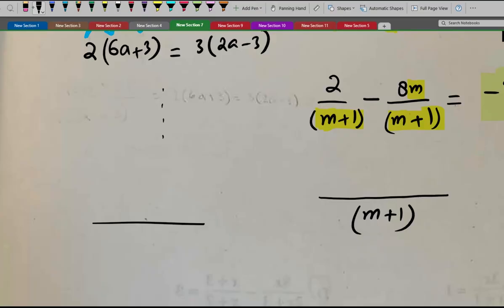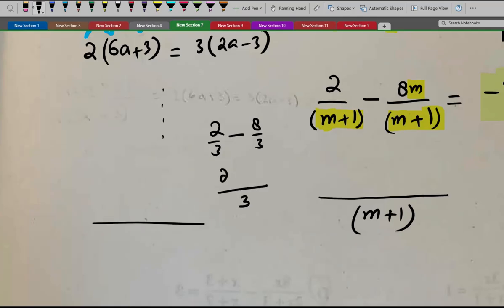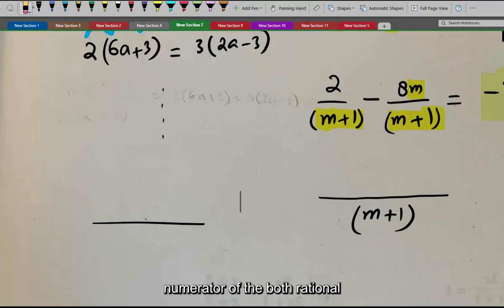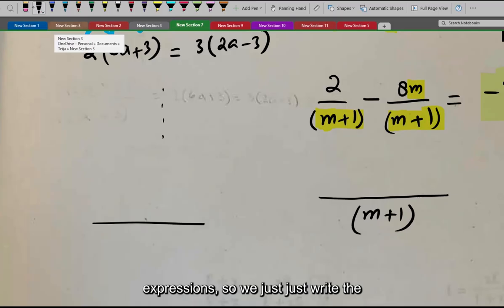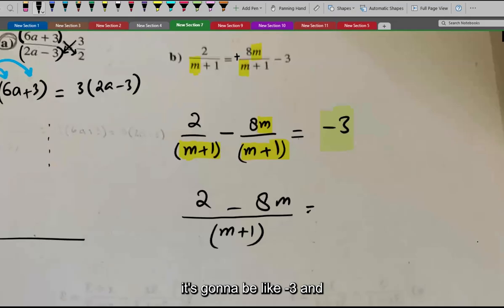In other words, if I have 2 over 3 minus 8 over 3, it's going to be the same LCD, right? It's going to be something like that. So if we have the same denominators in both rational expressions, we just write the numerators. So it's gonna be like minus 3, and whenever there is no denominator we can write 1.